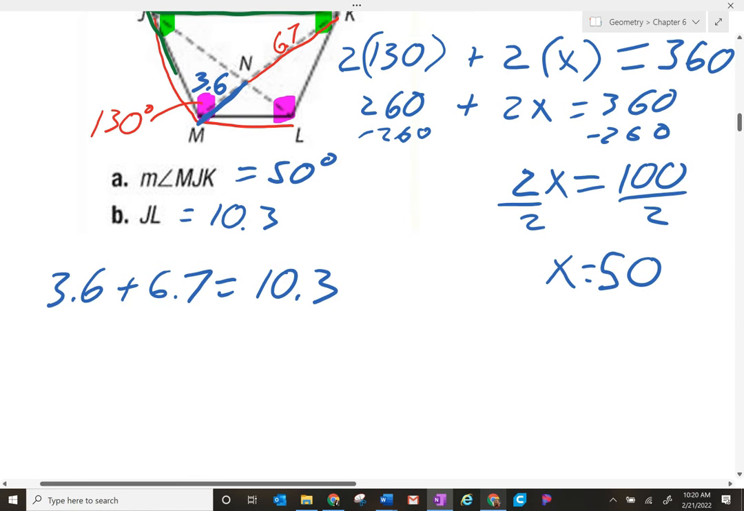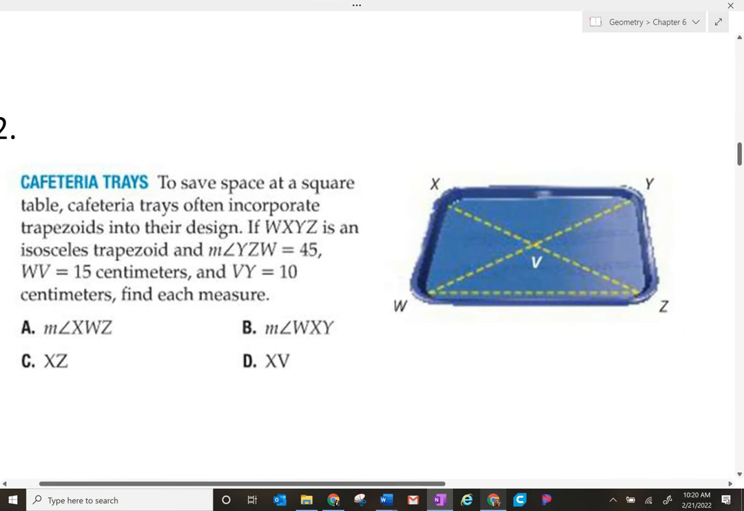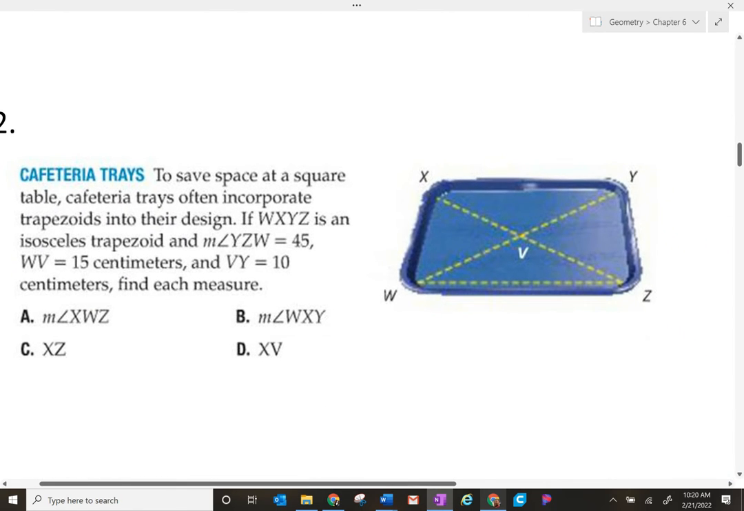Anybody need more time? Sorry. Okay. Same thing. This one's a cafeteria tray. To save space, ours aren't like this, but some places have them, where they're going to have a trapezoid cafeteria tray, kind of slotted that way so you can slide them into the trays or into the washing machine a little bit easier.